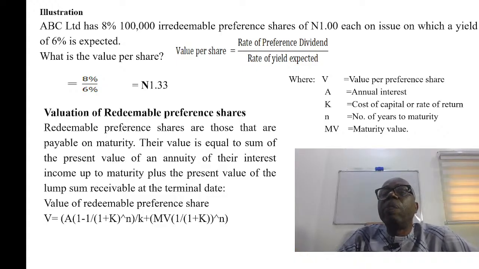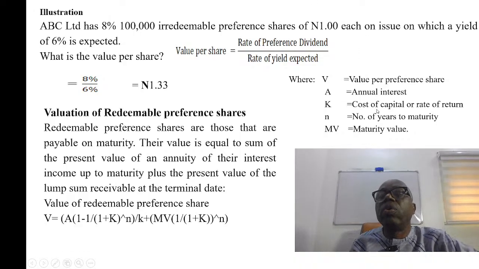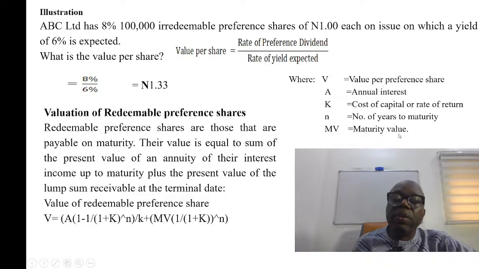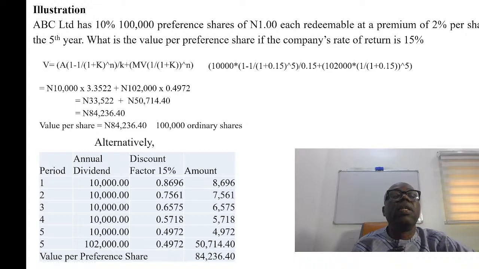V is equal to value per preference share, and A is equal to annual interest. K is equal to cost of capital or rate of return. N is equal to number of years to maturity, and NV equal to maturity value, the value at maturity.